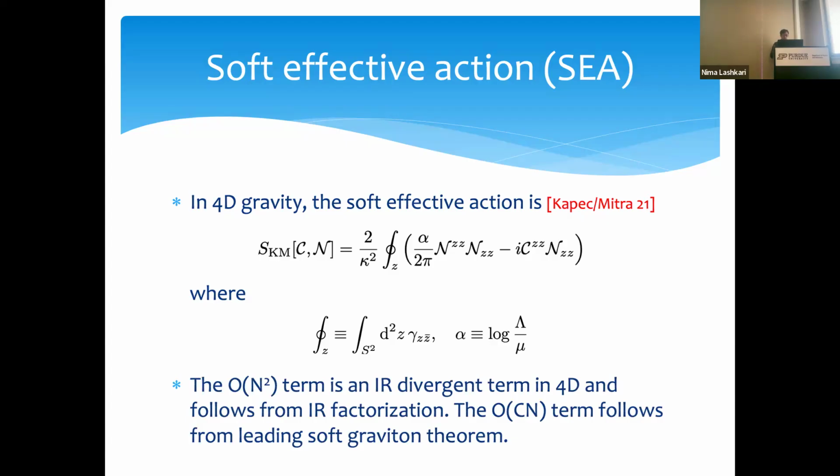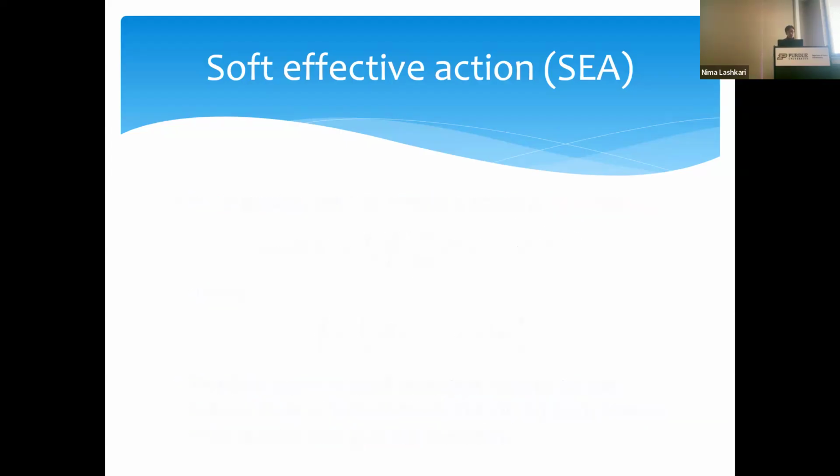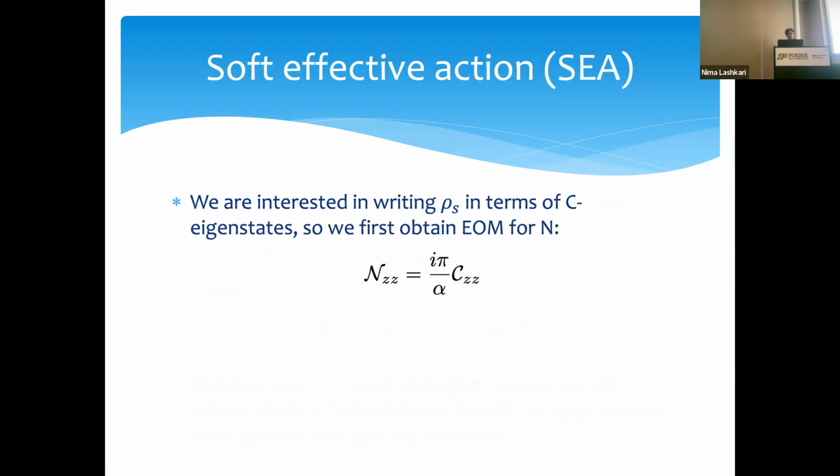Now, the way that Kapec and Mitra were able to beautifully derive this equation is because they just imposed two conditions. They were able to get the n squared term by looking at the way amplitudes factorize in the infrared. And they were able to get the Cn term by just requiring that if you insert a soft graviton into the path integral, you reproduce a Weinberg soft factor. So it's quite amazing that you're able to fully fix the form of the soft effective action by just imposing these two simple conditions.